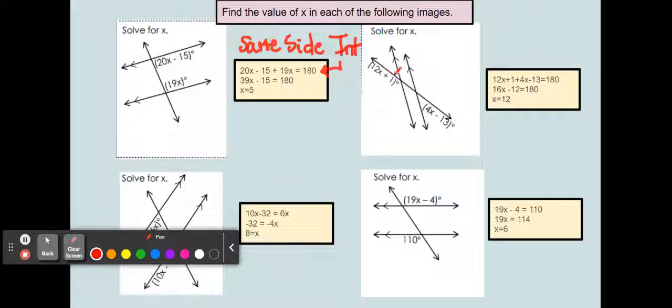All right, the one to the right, again, if we are solving for x, these two, notice they are on the same side. And they are on the outside of the parallel lines. So these are same side exterior. Again, supplementary. So we added them together and made them equal to 180 degrees.